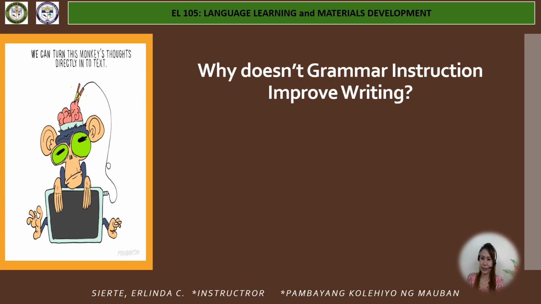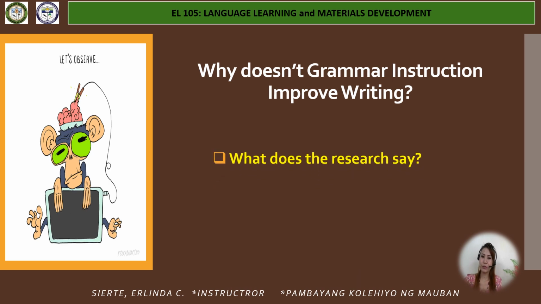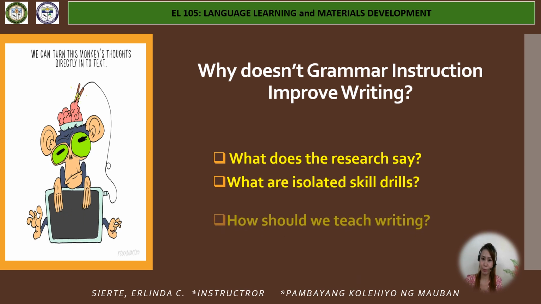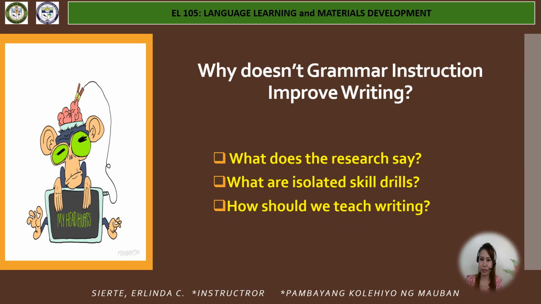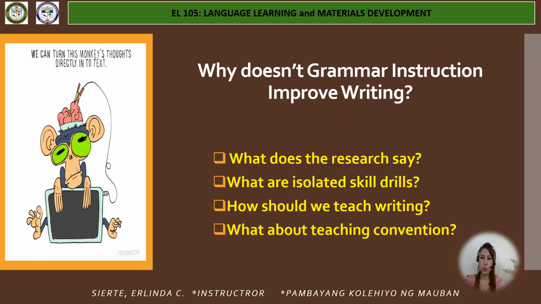So there are questions here, and you may just comment down your answers upon viewing this. So why doesn't grammar instruction improve writing? The first question is, what does the research say? What are isolated skill drills? How should we teach writing? And what about teaching convention?